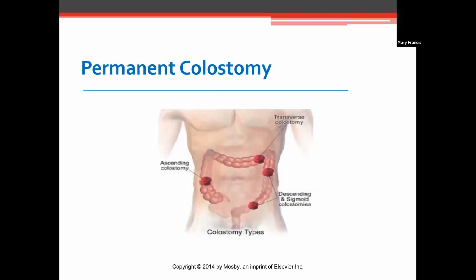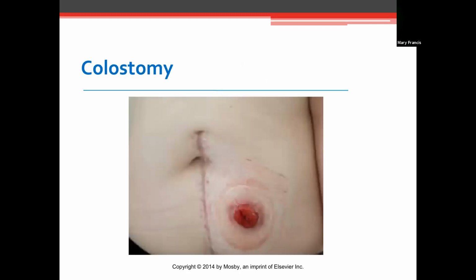These are the typical locations for a permanent colostomy. Again, wherever the colostomy is will thereby direct the nature of the stool, whether it will be very loose stool or more formed stool. This is an example of a colostomy, and this is the stoma. It should be red and moist and pink, which demonstrates that it has good perfusion.